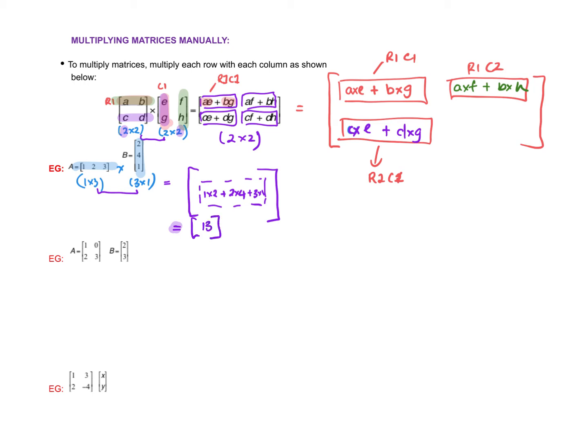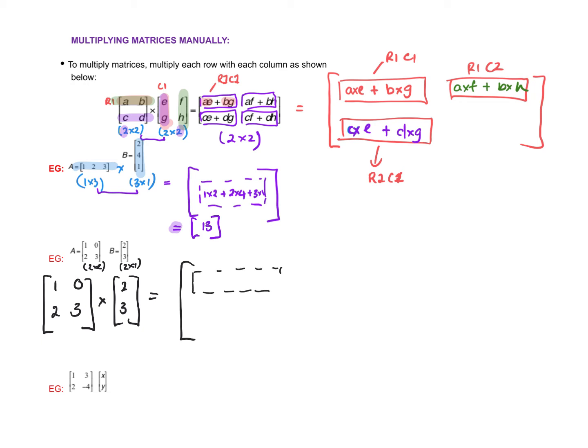Okay, so let's do this one down under here. All right, so I might just draw it a little bit bigger. So let's just test. We've got a 2 by 2 and a 2 by 1. What will my answer be? Good. So 2, 3. So my answer's going to be a 2 by 1. So I'm going to have an answer there, 2 rows and 1 column. All right, so let's have a go.